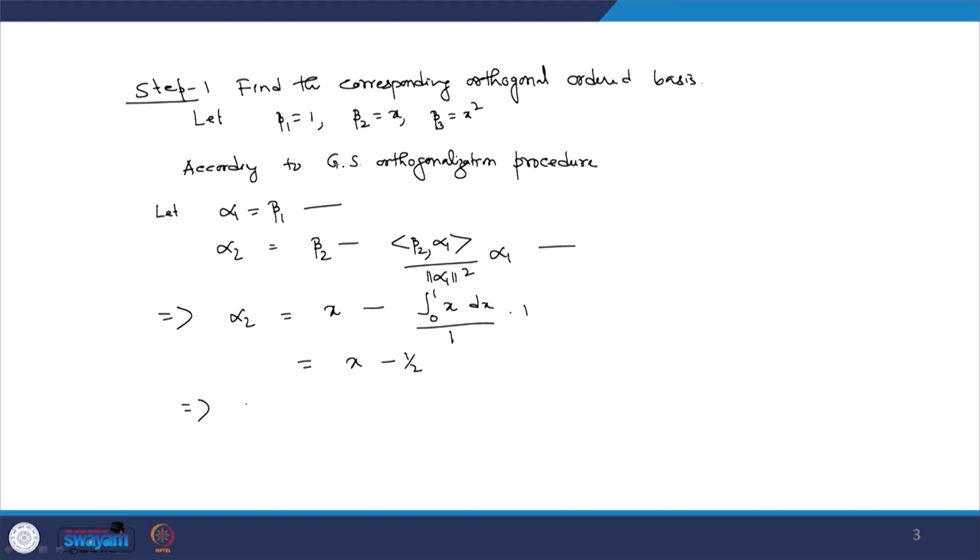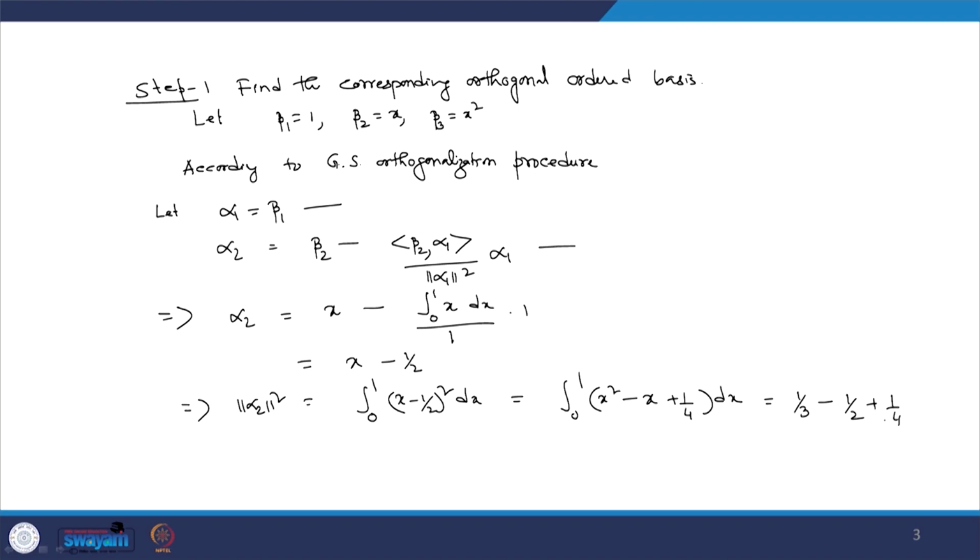So, this implies the norm of alpha 2 squared will be equal to the integral from 0 to 1 of (x minus 1 by 2) whole squared dx, that is equal to the integral from 0 to 1 of x square minus x plus 1 by 4 dx. If I integrate, I will have x cube by 3, which gives 1 by 3, minus x square by 2, which gives 1 by 2, plus x by 4, that is equal to 1 by 4.